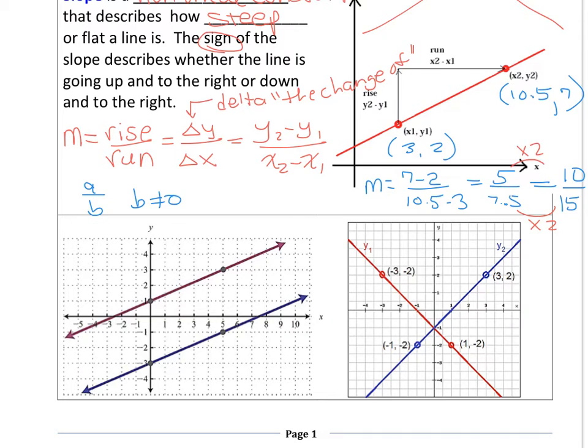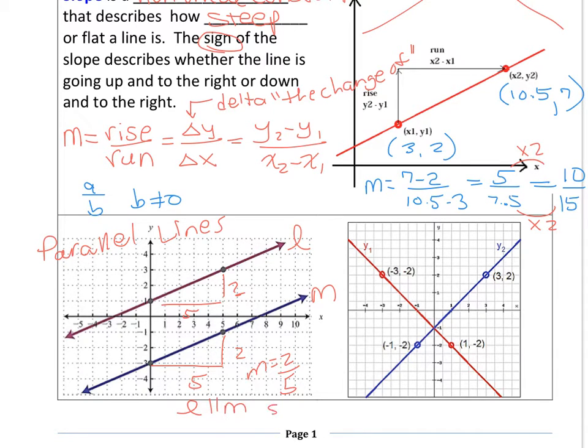Last week we talked about parallel lines, and we showed how parallel lines have the same slope. So in this case, on this line I have a rise of 2, a run of 5, same thing down here, 2 and 5. So we have a slope of 2/5, and if I called this line L and this line M, I could conclude L is parallel to M because they have the same slope.